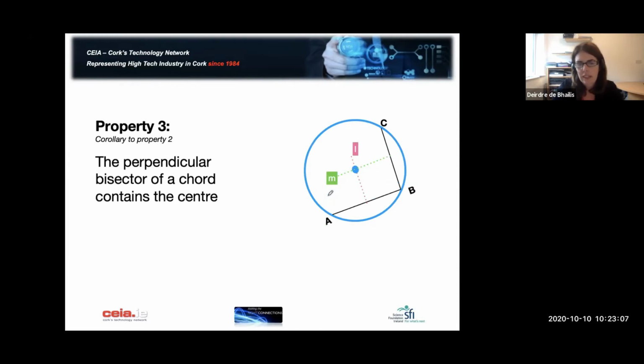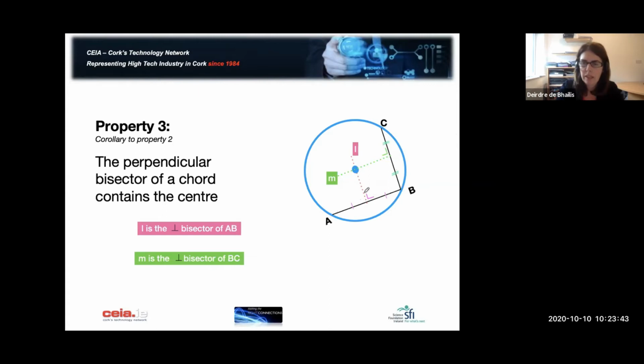Property number 3 then is a corollary to the one that we've just looked at. So if you draw the perpendicular from a chord, then it will contain the center of the circle. So what we see here is this line L bisects the line AB. So these two sides are equal, and it is the perpendicular bisector, so you have a right angle here.